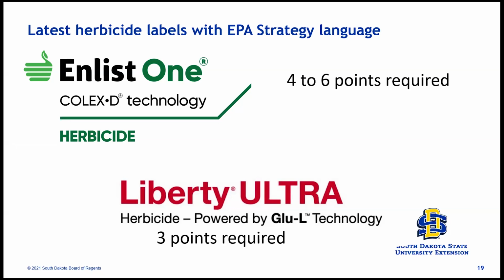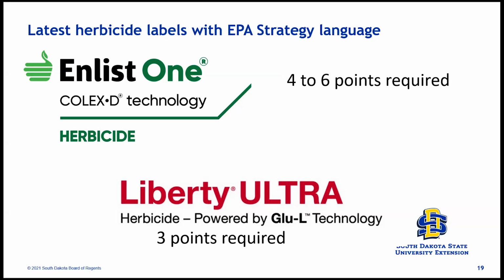2026 is kind of the start for this point system for the EPA herbicide strategy. Right now, to my knowledge, there's only 2 labels that have it. The first one is Enlist One, and the second one's Liberty Ultra, because those are some of the newest herbicides to be re-registered. Now with Enlist One, you're going to need 4 to 6 points to spray it. Liberty Ultra is 3 points.